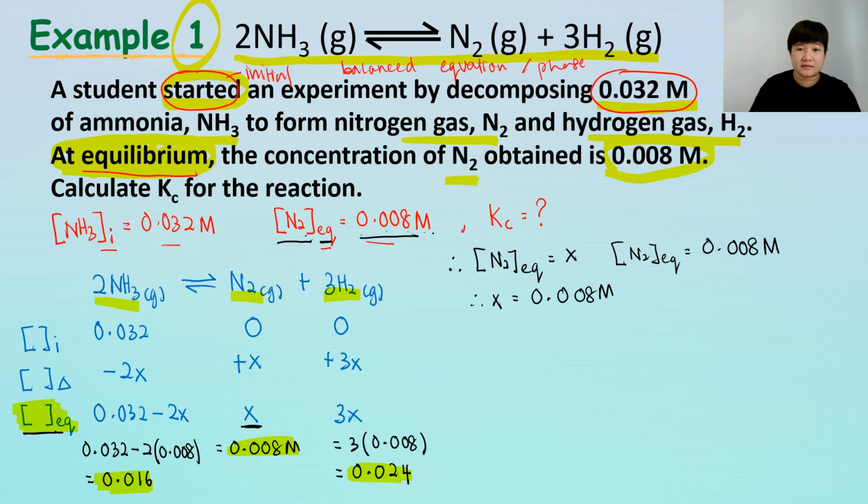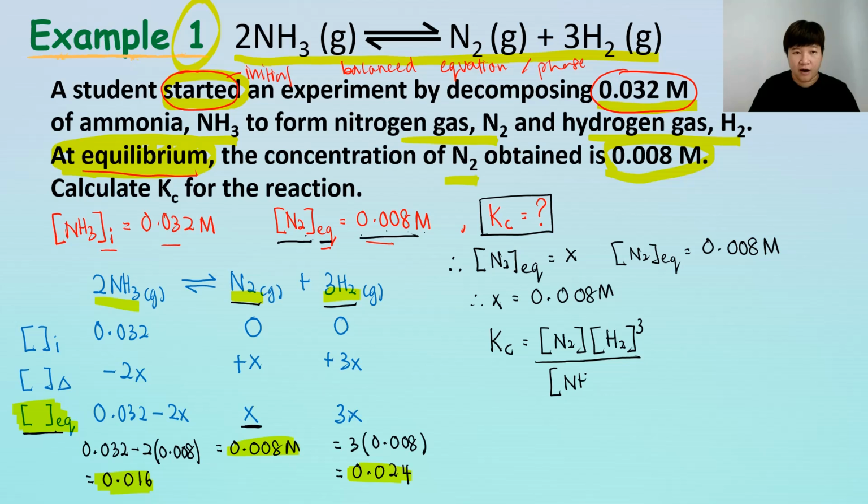But the question is asking for Kc. So what would be the Kc? Write the formula. Kc equals products over reactants. So my products, nitrogen and hydrogen. Nitrogen to the power of 1 because the coefficient is 1. Hydrogen gas to the power of 3 because the coefficient is 3. Over the concentration of ammonia to the power of 2 because the coefficient is 2.